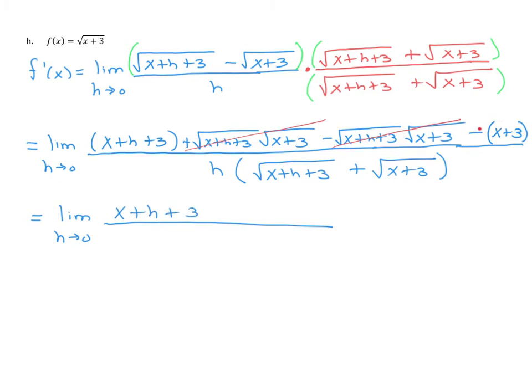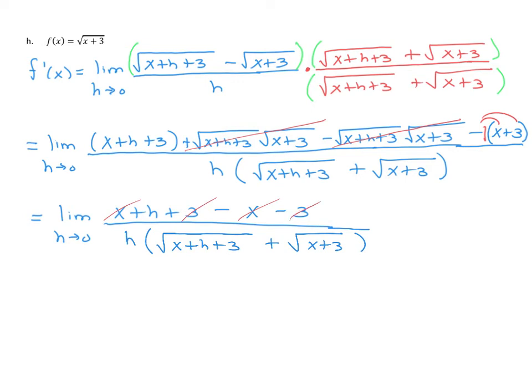Over here, we can distribute the negative into the parentheses. So there's a negative here, so I'll multiply it in. And that gives me a negative x and a minus 3. And my denominator is h times the square root of x plus h plus 3 plus the square root of x plus 3. All right, things should start to cancel, and they do. I can cancel this x with this negative x, this positive and negative 3.